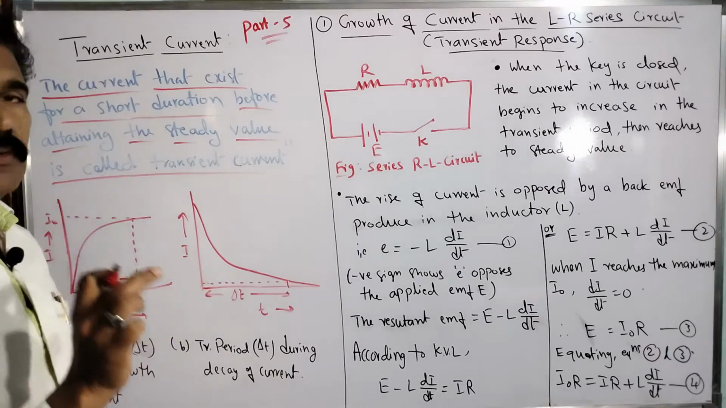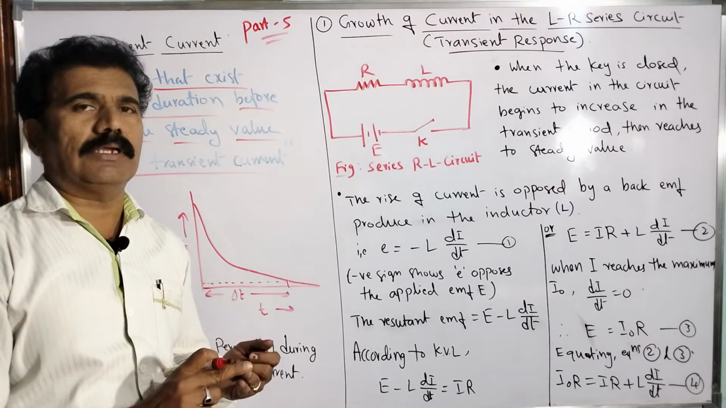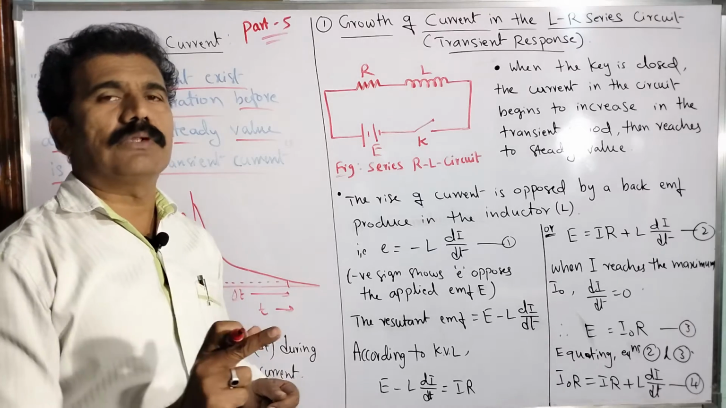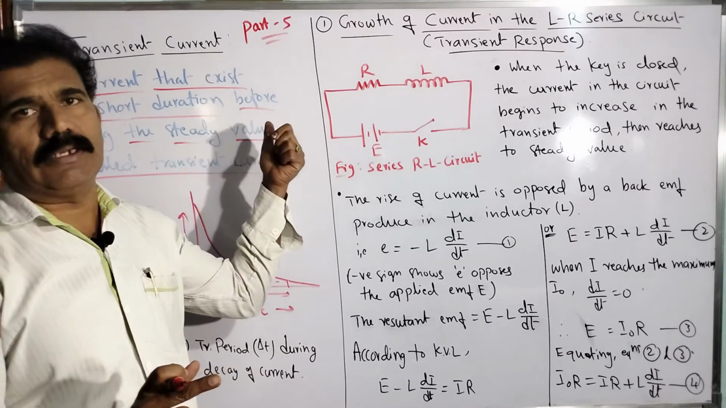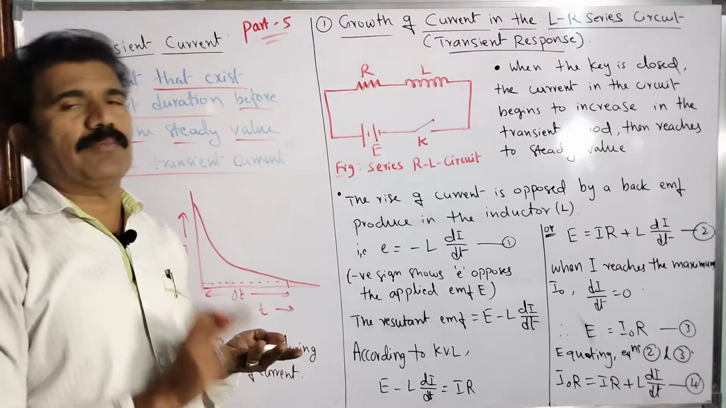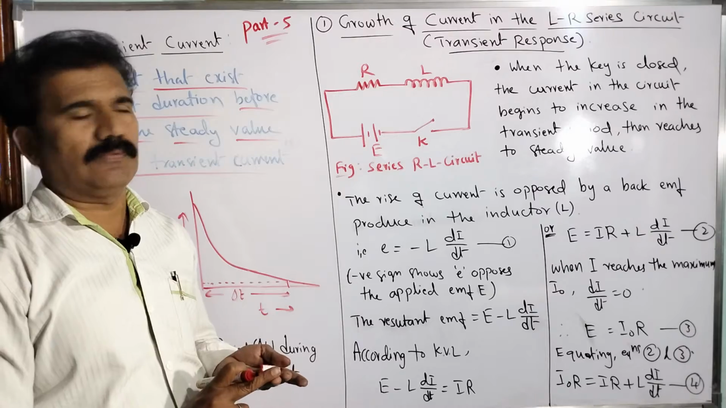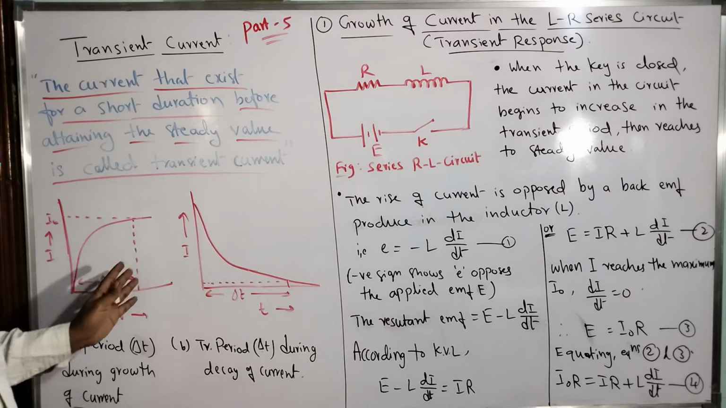Particularly, as I said, the circuit consisting of either a capacitor or an inductor. If it is only a circuit consisting of a resistor, then there is no question of transient current here. So only a circuit consisting of an inductor and capacitor, or sometimes both. To understand these transient currents, look at these two graphs.